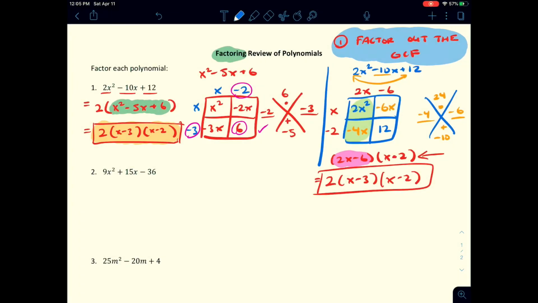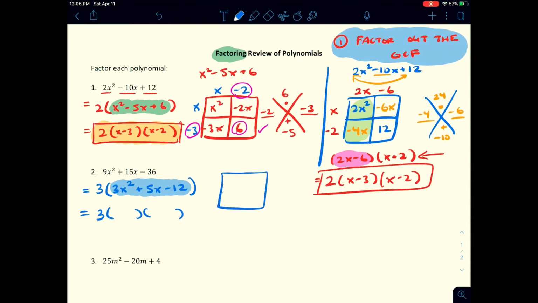Hopefully the first thing you noticed was that if you look at all three terms here, the greatest common factor is 3. So I'm going to carefully factor out the 3. And then from there, I know that in the end, my final answer will be 3 times something. Our goal now is to focus on this 3x squared plus 5x minus 12. And we want to make sure we factor that trinomial. So what we're going to do is create an X box.